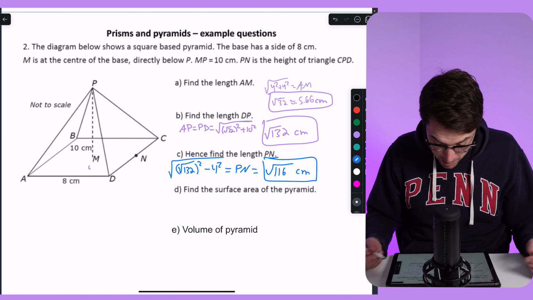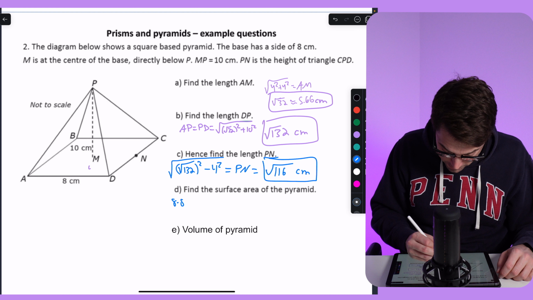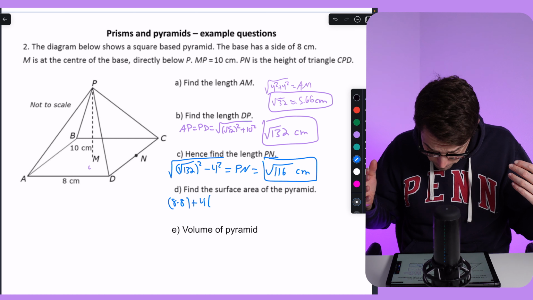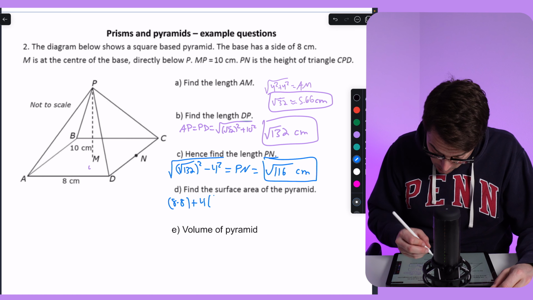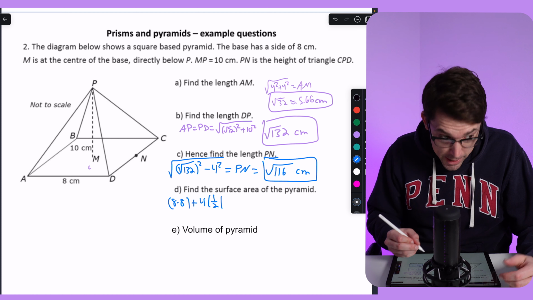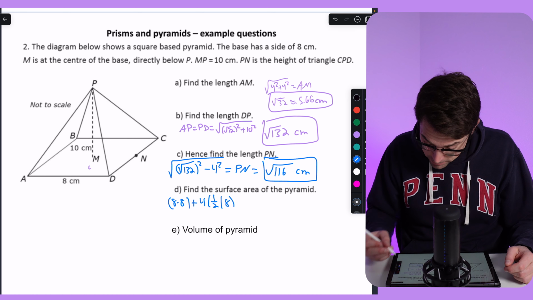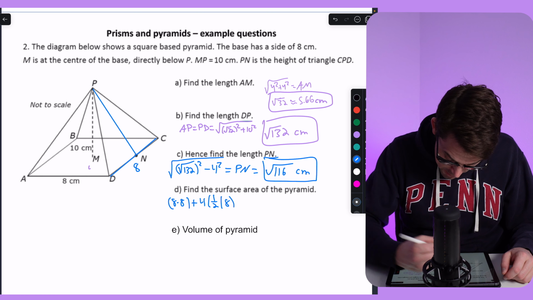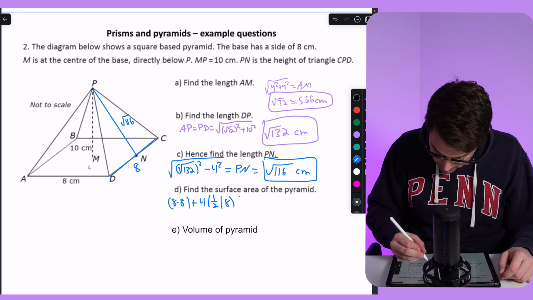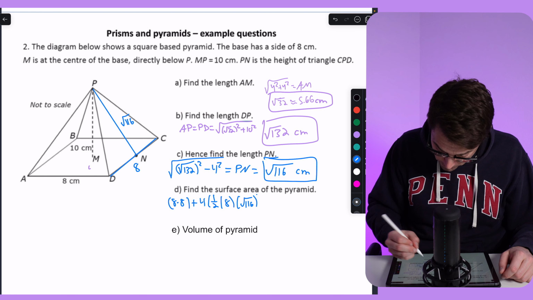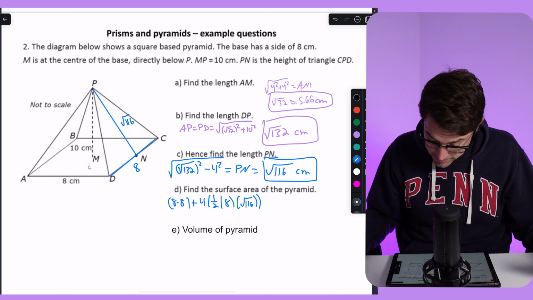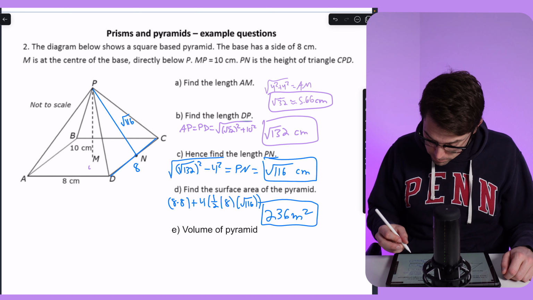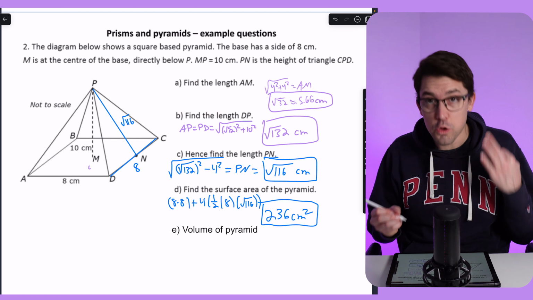Okay, so what's the area of the base? Well, that's just going to be 8 times 8, so there we go. Now I'm going to add on to that 4 of those triangles. It's important to note that the area of a triangle is 1/2 of the base, and my base is going to be 8, because I know that that is right here. This is going to be 8. And I just found the height, PN. I found that that was the root of 116. So you need to multiply this by the root of 116. And then once I put that in my calculator, I'll find out what my exact answer is. 236 square centimeters. That is going to be the answer to 3 significant figures.